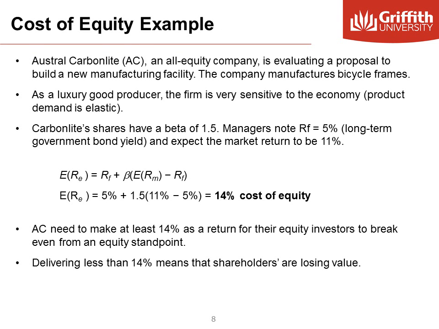This is a reminder on how to calculate cost of equity. So we have this company, Austral Carbon Light, AC, an all-equity company, which is evaluating a proposal to build a new manufacturing facility. The company manufactures bicycle frames. As a luxury good producer, the firm is very sensitive to the economy, so we can say the product demand is elastic.